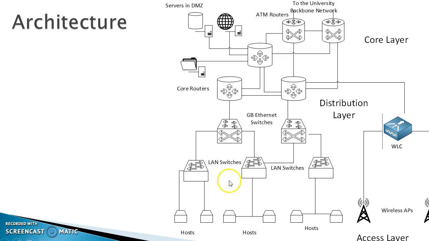So there are three main components here. The access layer, which would provide access to the internet through wired or wireless media. So this would connect to the distribution layer switches, which would provide us redundant links and switching capabilities.